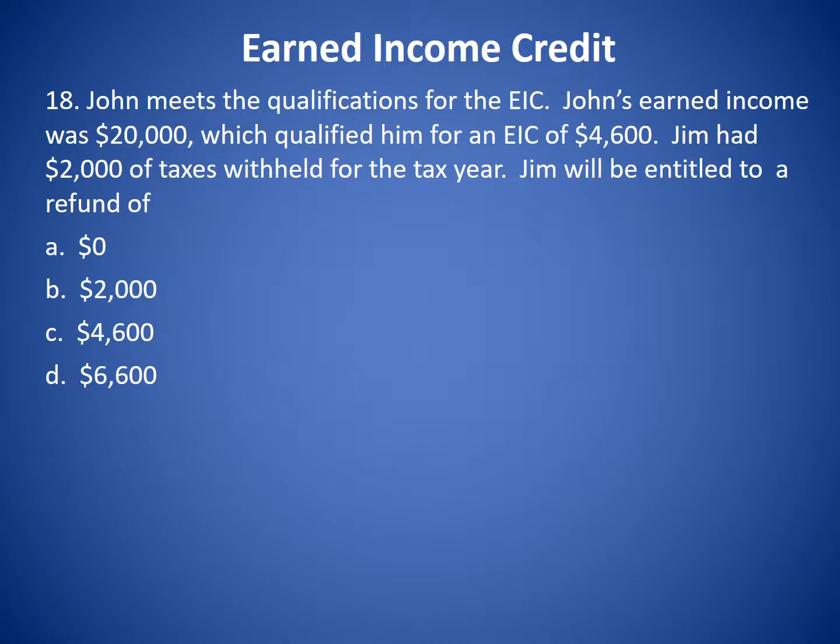John meets the qualifications for the EIC, earned income credit. John's earned income was $20,000, which qualified him for an EIC of $4,600. Jim had $2,000 of taxes withheld, probably from his job, for the tax year. In this case, Jim is going to be entitled to a refund of, and again, you're given your 4 choices. Go ahead and stop the video, and when you're ready, restart your video for the answer to question number 18.